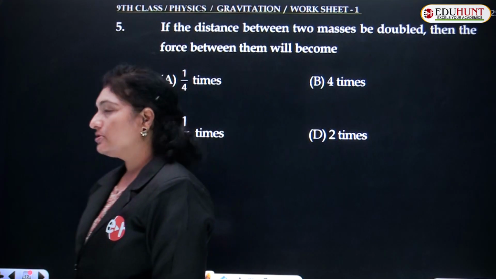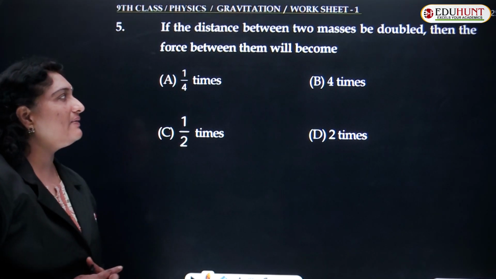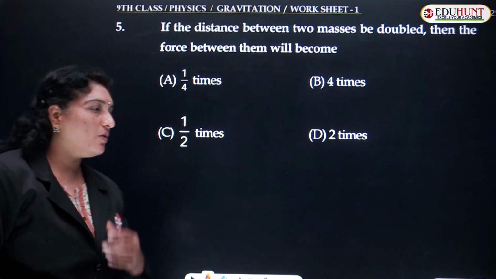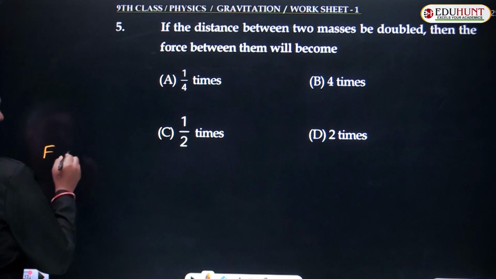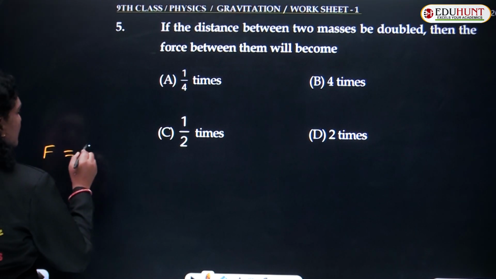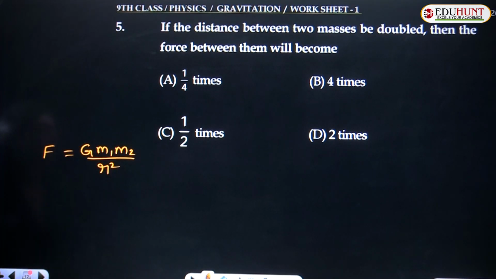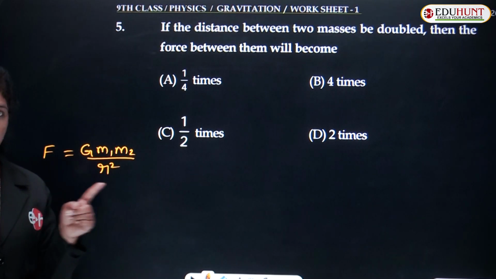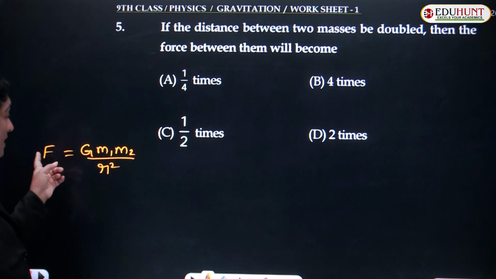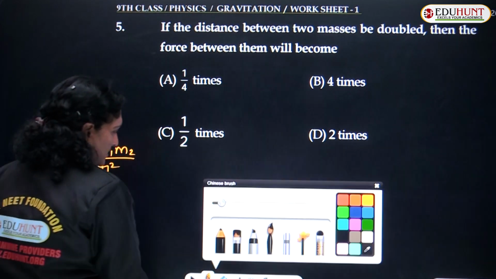Okay. So, now moving to the fifth question, children. If the distance between two masses is doubled, then the force between them will become? First of all, let us recall the formula for force. What is the formula for force, children? Gravitational force is given by F equals G m1 m2 upon r square, where G is the universal gravitational constant, m1 and m2 are the masses of the two different bodies and r is the separation between the two bodies. Since F equals G m1 m2 by r square, what will be the new force?